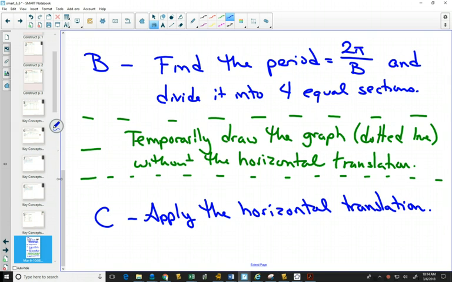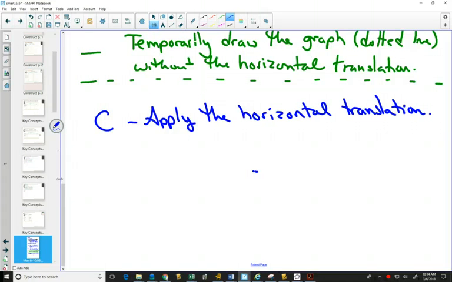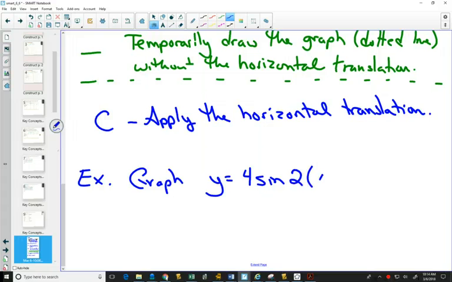So we're going to do an example at the bottom of page 531. You have some space there. Our example is we're going to graph y equals 4 sine 2 x minus pi over 4 minus 2. Well, let's make it minus 1, so our numbers are all a little bit different.